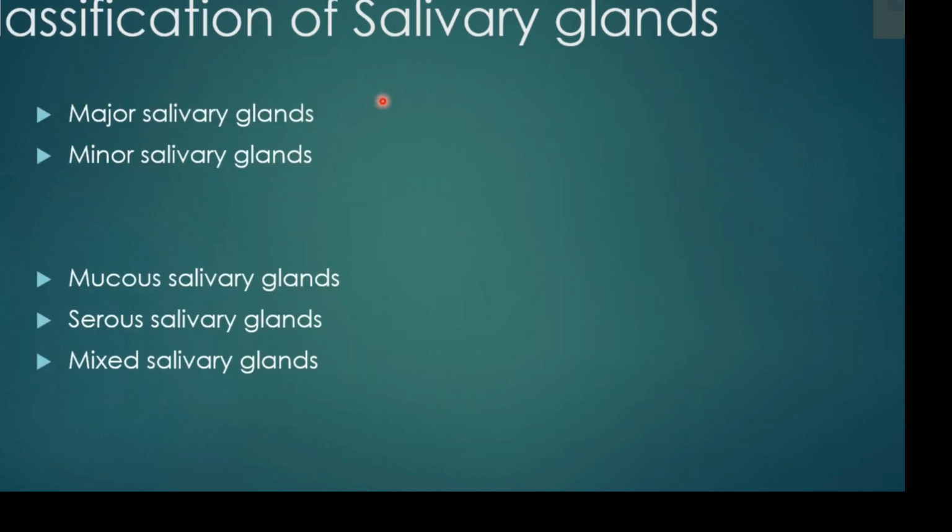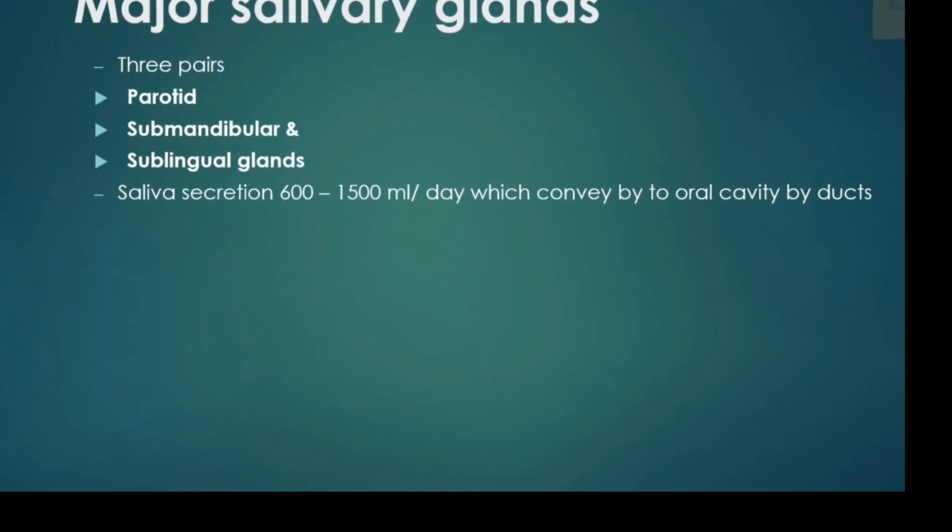So how do we classify the salivary glands? Salivary glands can be classified on two bases. First, they can be major salivary glands and minor salivary glands. And on the basis of the secretory products, they can be classified as mucous salivary glands, serous salivary glands, and mixed salivary glands. Major salivary glands are three pairs: the parotid, the submandibular, and the sublingual glands.